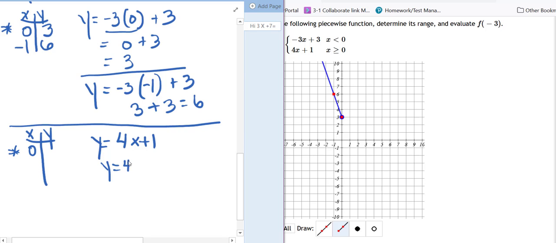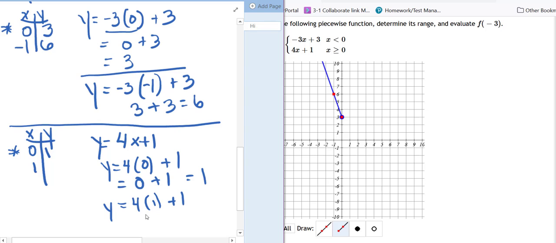So we'll do 0. y equals 4 times 0 plus 1. So 0 plus 1 is 1. And then let's pick something bigger than 0. So if we pick a 1, we'll have y equals 4 times 1 plus 1, which is 4 plus 1, which is 5.